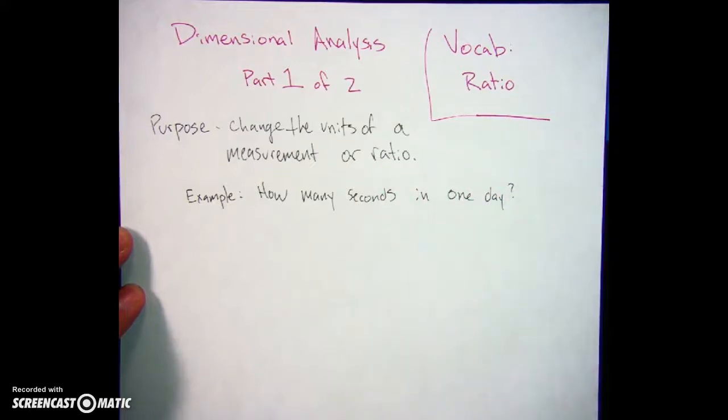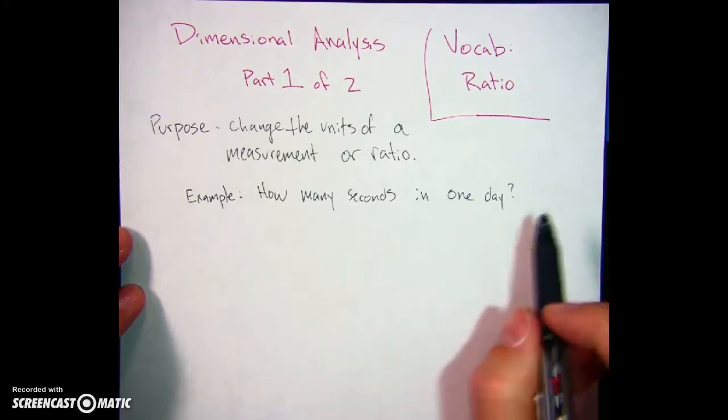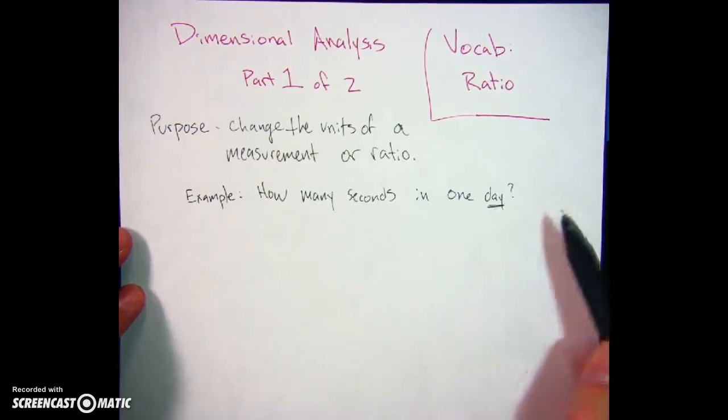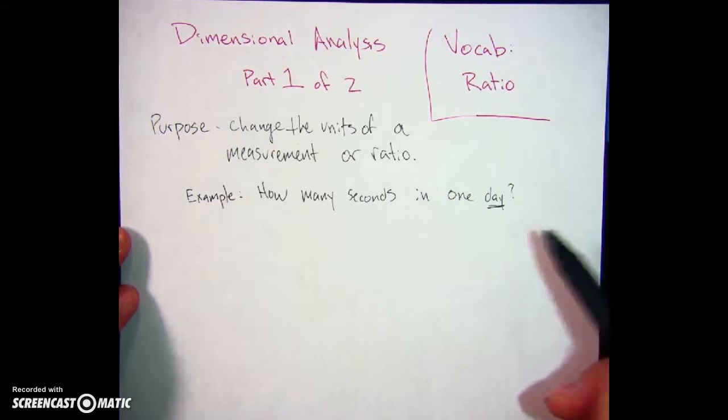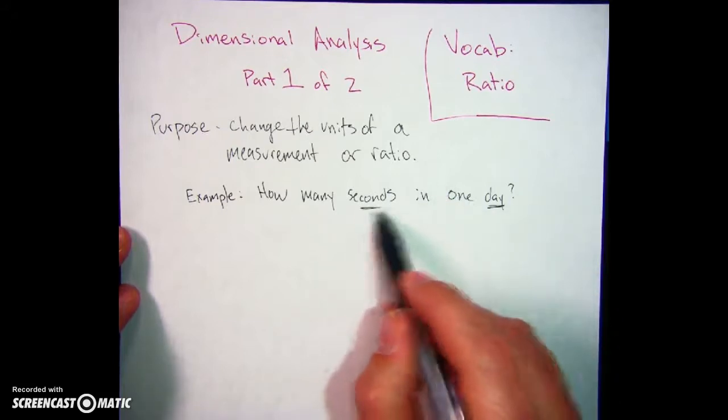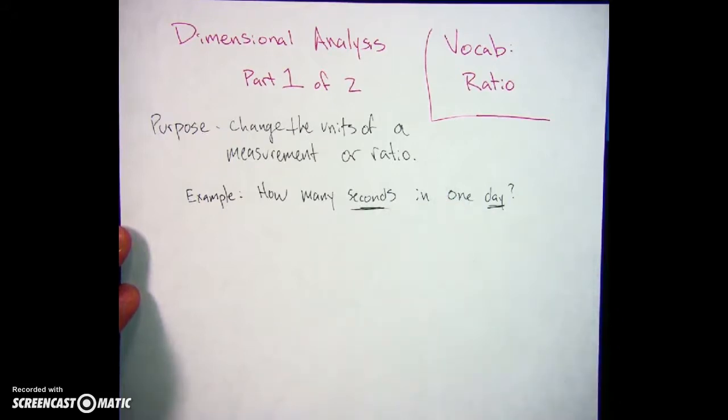So in this kind of question, what we're going to be doing is taking the amount of time in a day, and instead of saying one day, we're going to change that into the units of seconds. We're not changing the value, we're not changing how much actual time there is, we're just putting it into a different kind of unit. And that's the purpose of dimensional analysis.